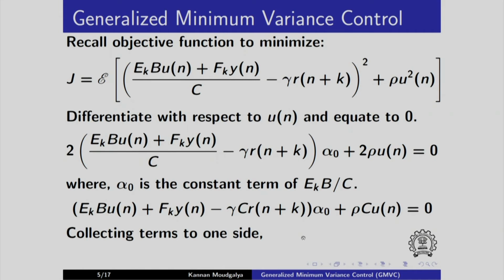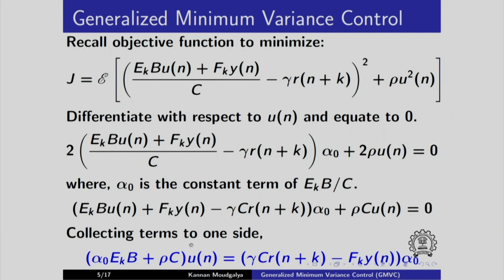Now let us collect all the terms to one side. On the left hand side I have all the u terms. I have a u term here, I have a u term here, so it comes here, and then the y term FKY comes here with a minus sign, and then gamma R comes from here. I have written it in blue because I would want you to write this down. We are going to require this 2 slides from now. In particular, I am going to ask you to remember this alpha naught EKB plus rho C, because this will come in the denominator when I calculate the expression for u. So you may just want to write this down. We need this 2 slides from now.